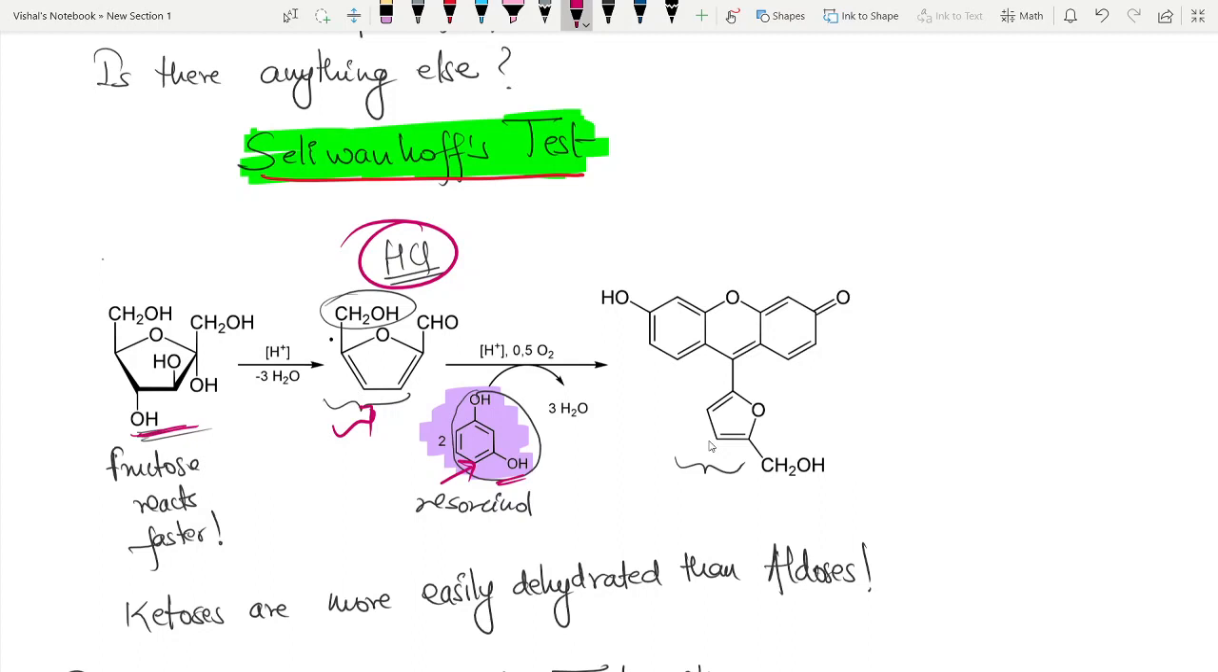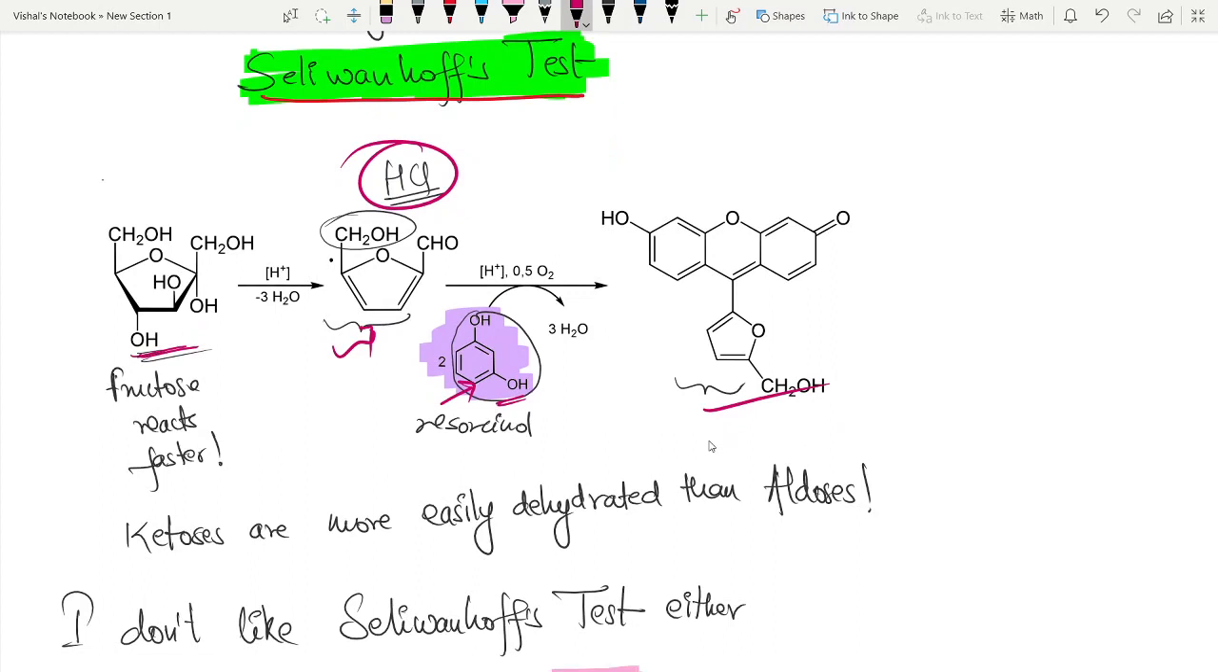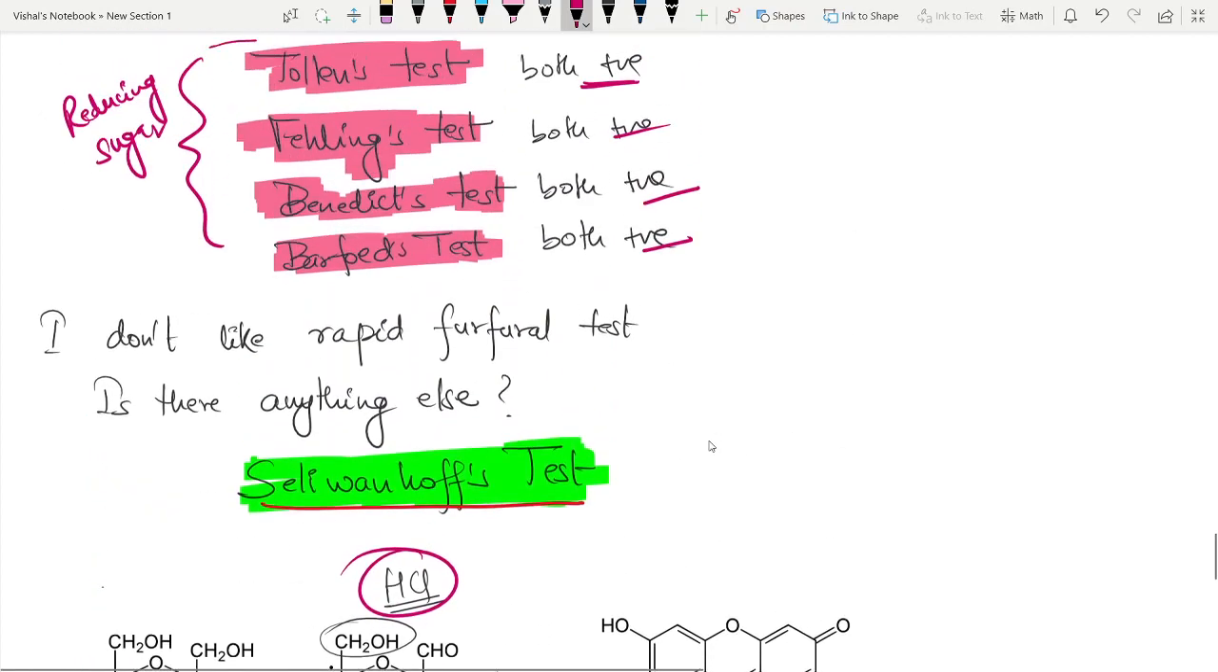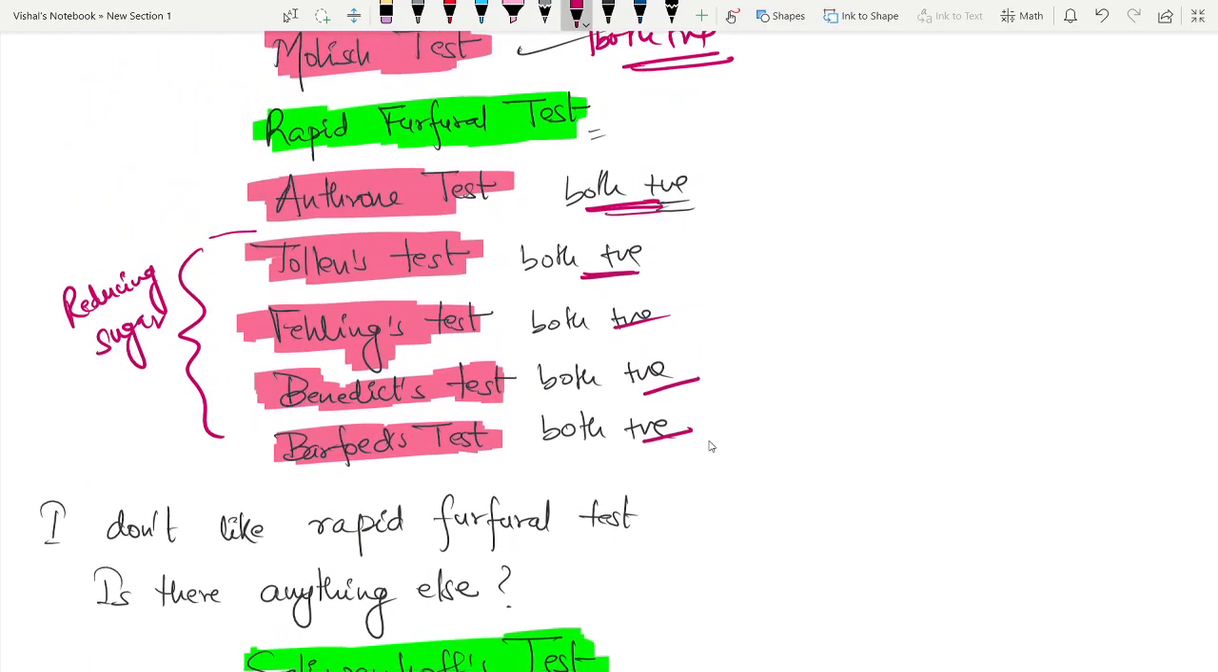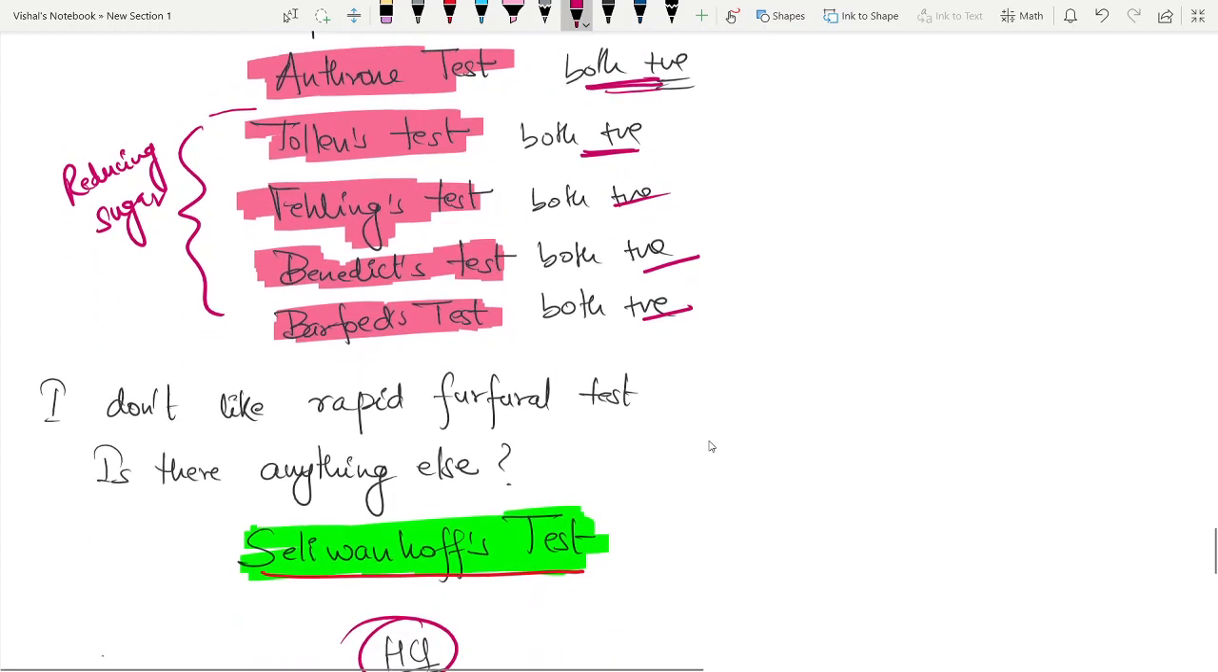The first step, which is dehydration, is always the same. So resorcinol is being used here, and then you get a dye, which will be of any color, but the fructose will react faster. Once again, this is based on speed. So Seliwanhoff test or rapid Furfural test, both of these tests which are being used to distinguish between glucose and fructose, are based on speed.